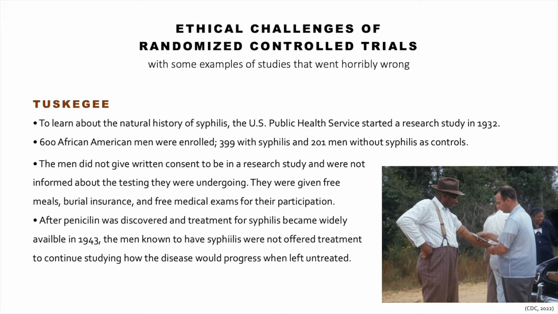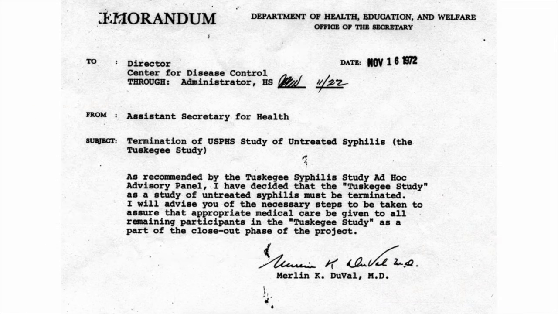In response to the story, the Assistant Secretary for Health and Scientific Affairs appointed an ad hoc advisory panel to review the study. The panel concluded that the study was ethically unjustified because the results were, quote, "disproportionately meager compared with known risks to human subjects involved." Soon after that, in 1972, the Assistant Secretary for Health and Scientific Affairs put an end to the study. I thought this was interesting that the actual memo ending the study is available online from the National Archives.